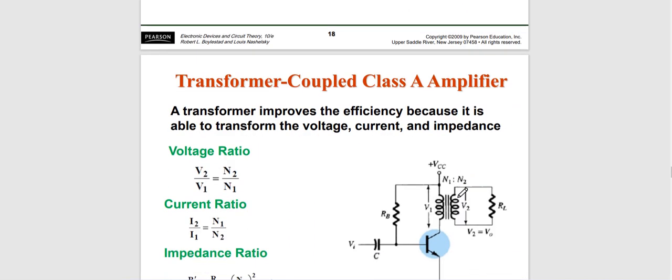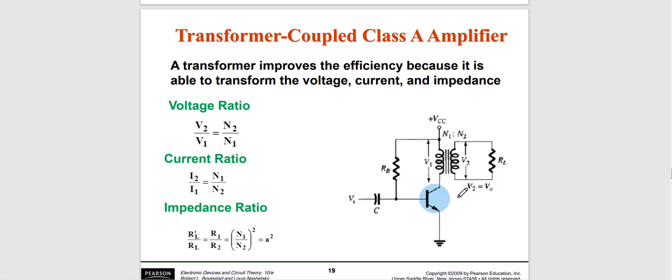A transformer can improve the efficiency because it is able to transform the voltage, current, and impedance. I think you already learned about the transformer. It can transform the voltage from the primary turn to the secondary turn. If we have different turns between the first, or primary turn, and the secondary turn, we have N1 and N2.